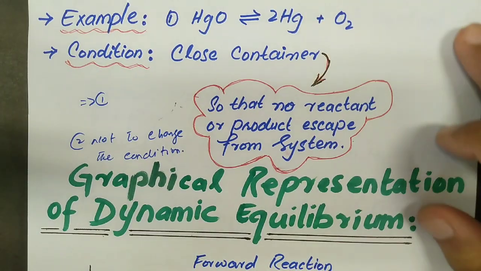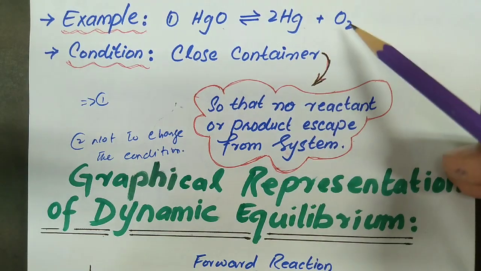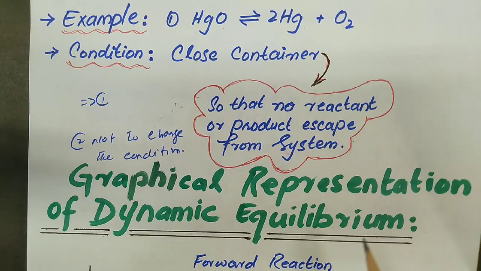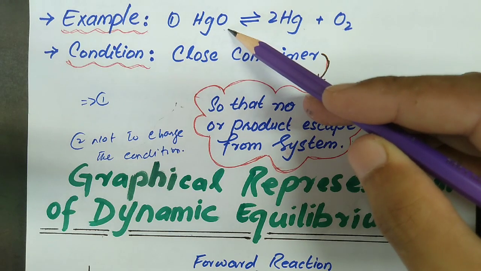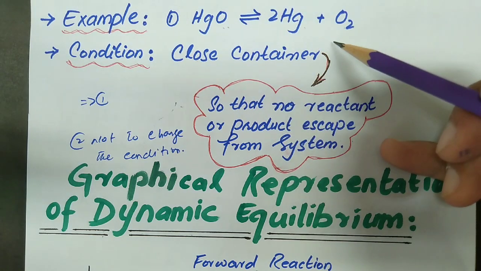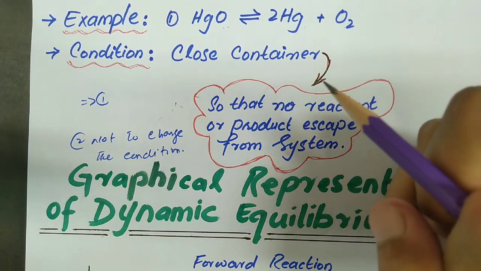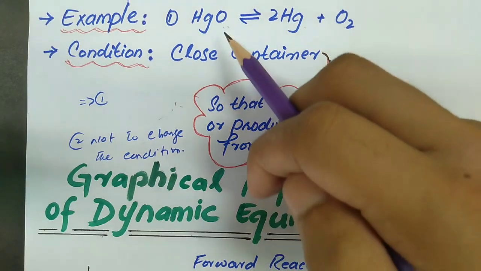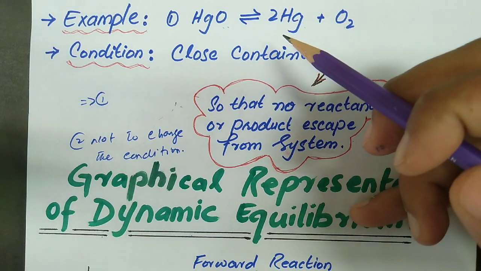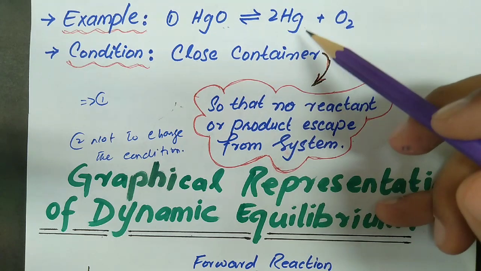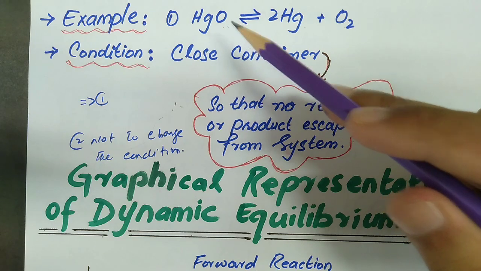Okay, an example of a reversible reaction is mercurous oxide converting to mercury and oxygen. Now, in this reaction, the mercurous oxide decomposes into mercury and oxygen, whereas on the other side, the mercury and oxygen react together and convert back into the mercurous oxide. The two simultaneous reactions keep on taking place. The mercurous oxide converts to mercury and oxygen, and the mercury and oxygen convert back to the mercurous oxide.